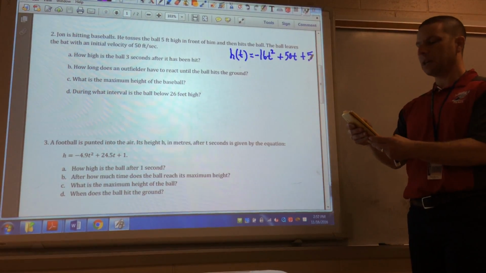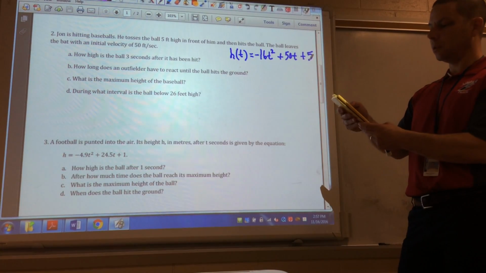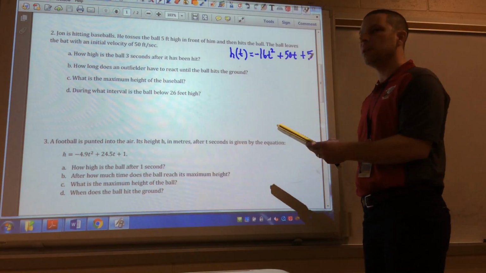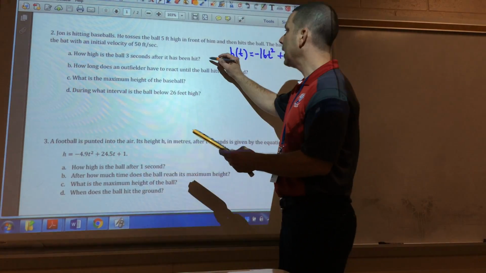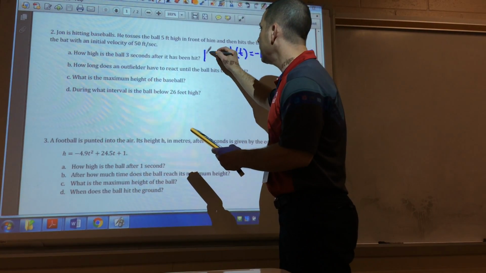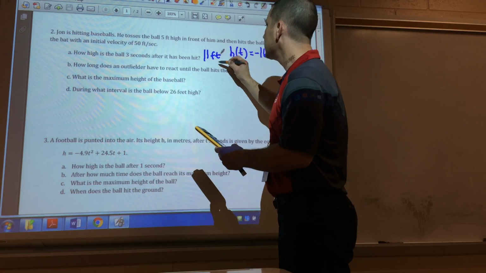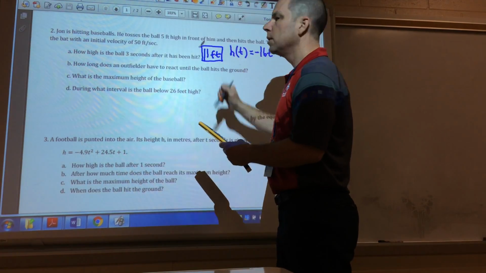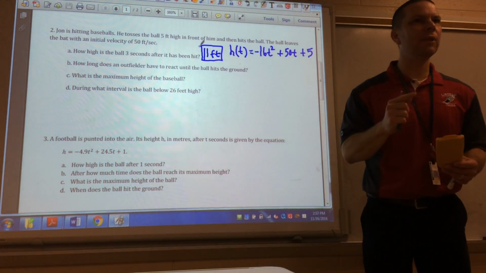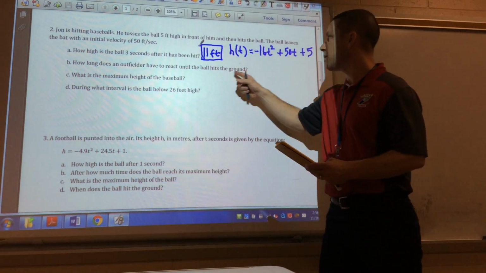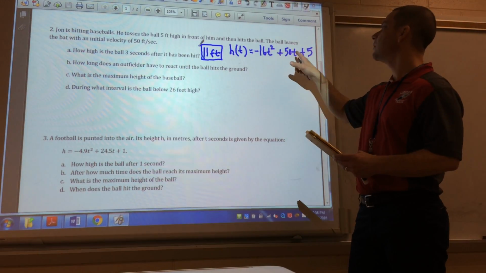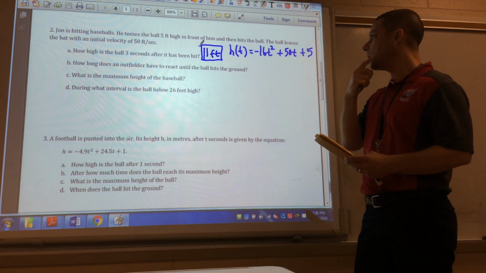So I can see if I go on my table to an input of 3, the output is what? 11. So 11 feet for part A. Again, we could have gotten that 11 by taking 3 and substituting it in for t in the equation here.